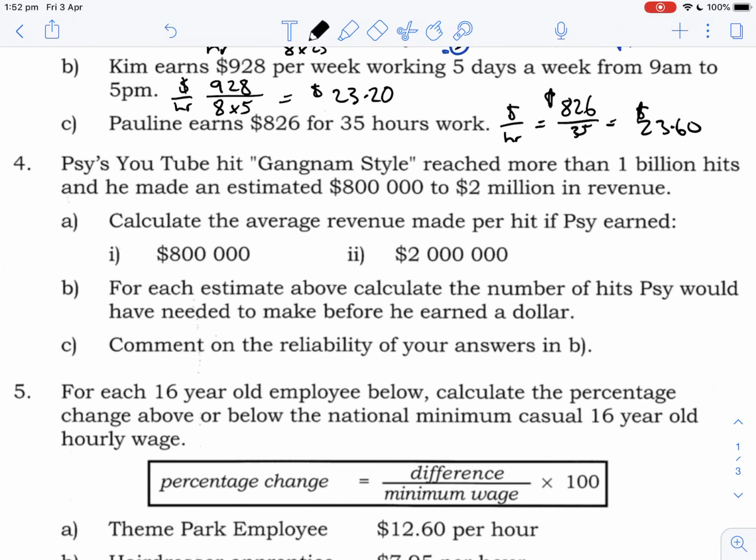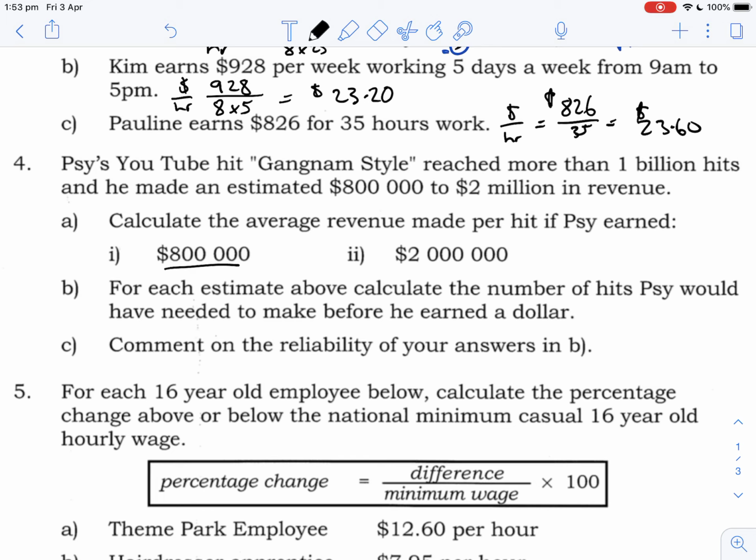Now, the next one people find a little bit tricky, but only because the numbers come out not looking so nice, but the process is exactly the same. So, Psy's YouTube hit Gangnam Style reached more than 1 billion hits, and he made an estimated $800,000 to $2 million in revenue. So we don't know exactly how much revenue, but you know, it was a lot. So calculate the average revenue he made per hit if it was in fact the $800,000 that he earned.